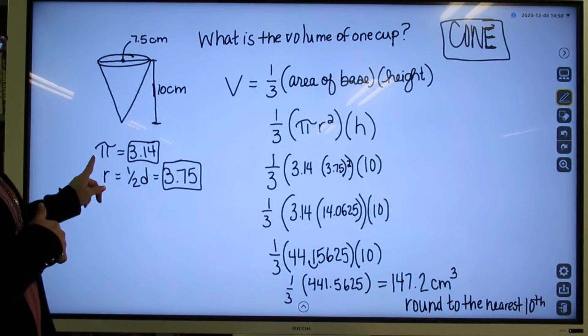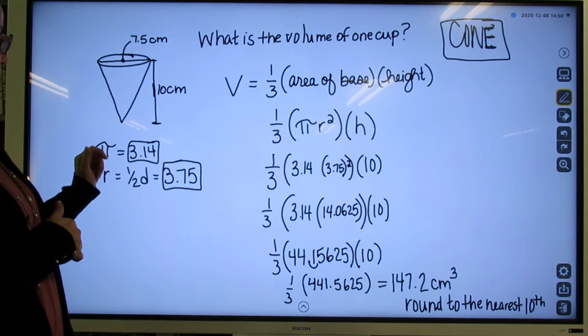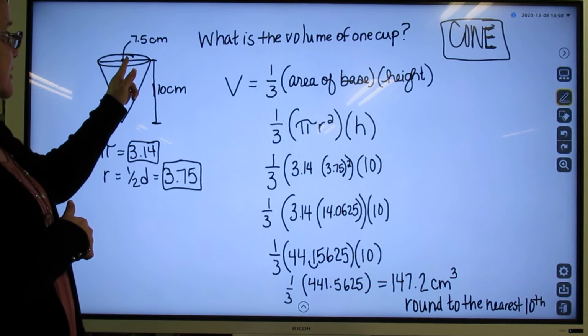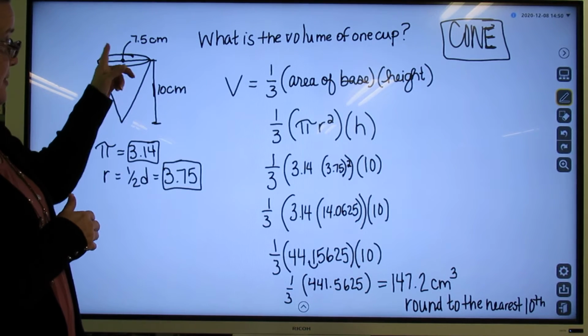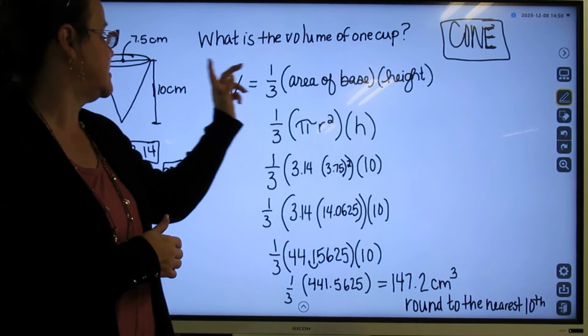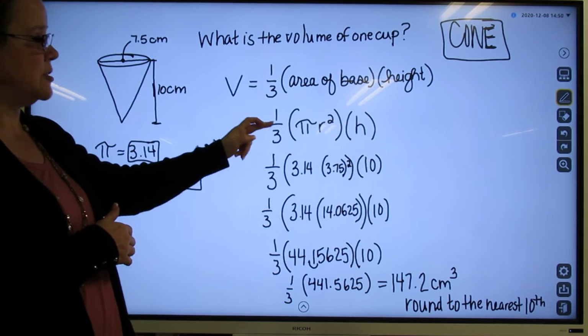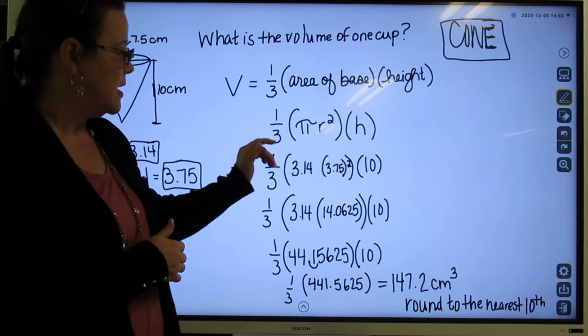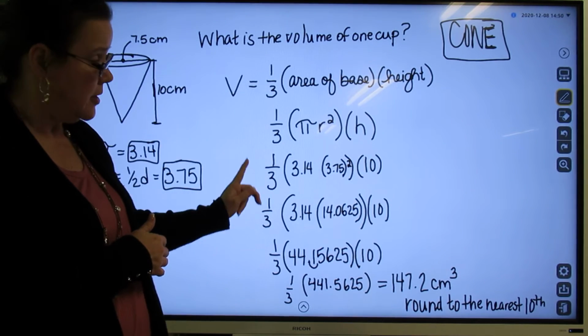So remember, pi is 3.14. Half of the diameter is half of 7.5, 3.75. Area of the base would be the area of that circle, which is pi r squared times height. Again, they have the 1/3 in front of that.